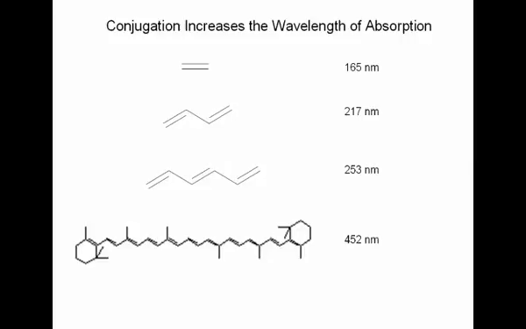Then when you make butadiene, which is the second molecule, you have now two double bonds in conjugation. Notice the wavelength gets longer, and now it's 217. Well, 217 is still very strong UV. When you get to three double bonds in conjugation, you're up to about 253 nanometers. And a benzene ring, an aromatic ring, also absorbs at about 254.